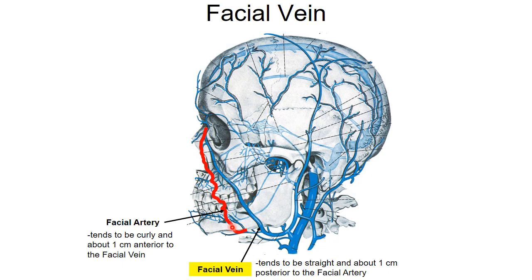It runs parallel to the facial artery, but there's usually a good inch between them, quite honestly. They don't run side by side ever. Whereas the facial artery is wiggly, and closer and more anterior, the facial vein is more posteriorly set and perfectly straight, more or less.